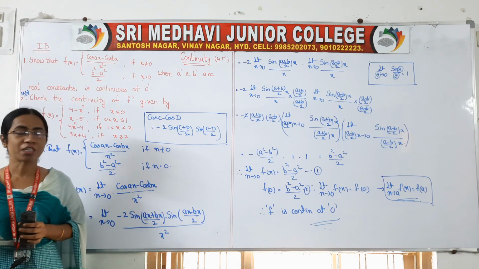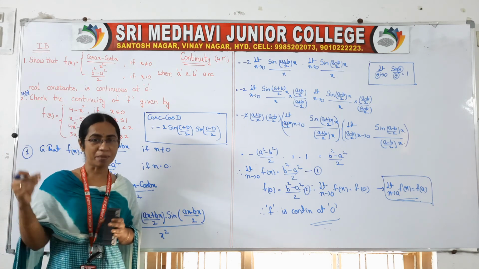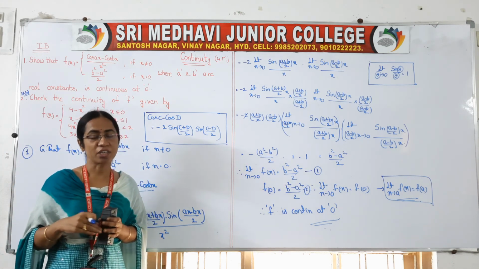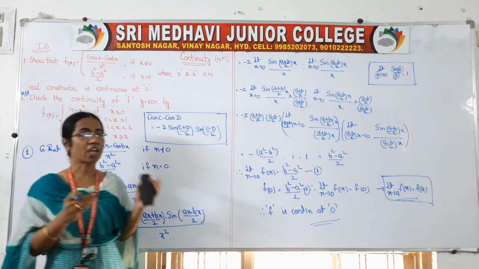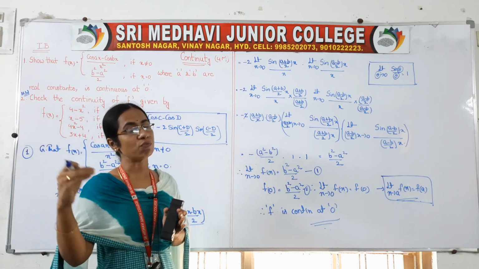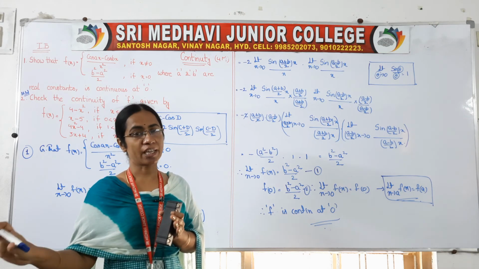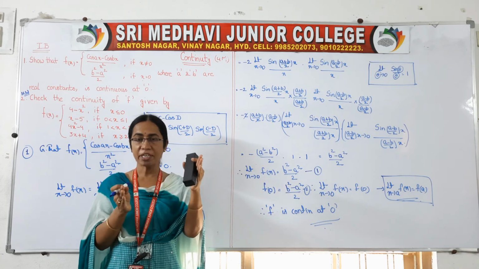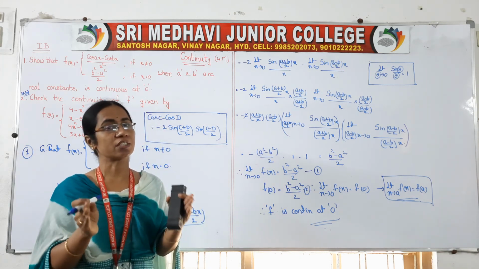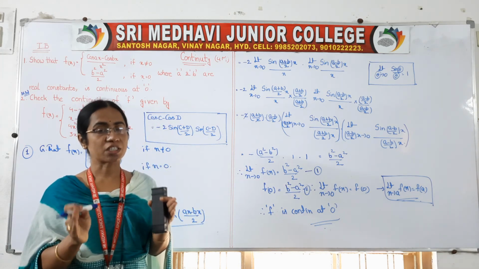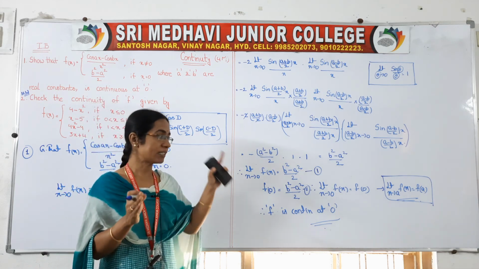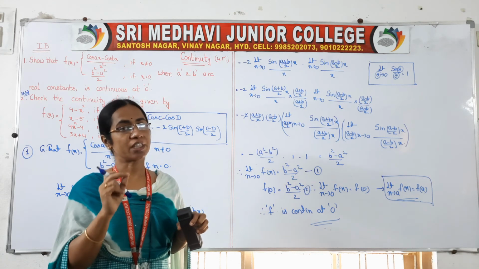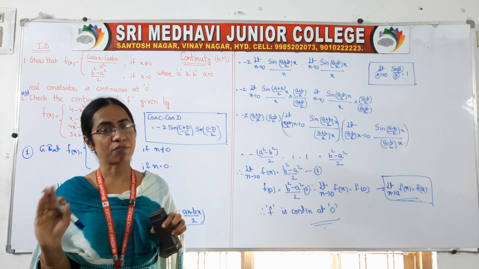Actually continuity means continuation of limits, that means we are applying all the limits formulas in this continuity, but the concept is we have to prove limit x tends to a f of x is equal to f of a. Whenever any function satisfies this condition, limit x tends to a f of x is equal to f of a, that function is said to be continuous at that point a. Okay, clear? So be clear with the concept. Don't learn each and every problem by heart.